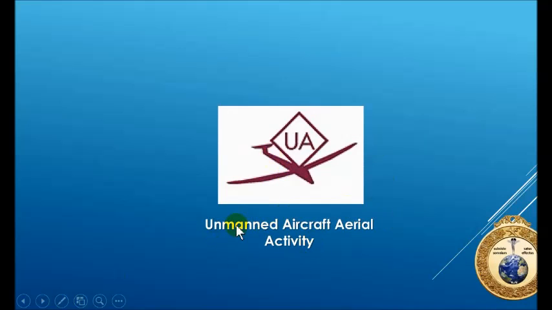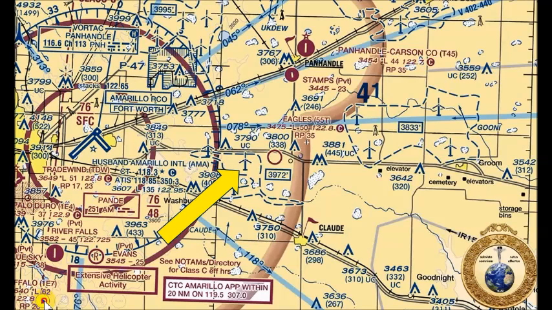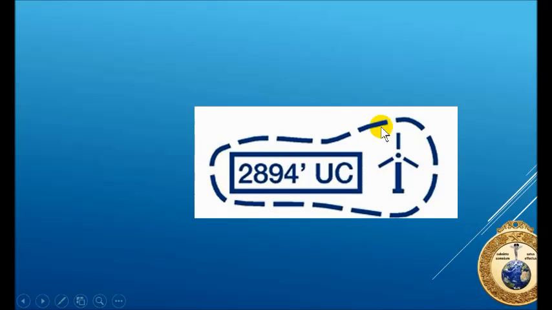You're probably going to be seeing more of these, unmanned aircraft aerial activity, UA, and wind turbines. This is a turbine farm, and this represents the height, mean sea level, of the highest elevation of the top. So I would give myself, at least VFR, a good 500-foot clearance. So I'll probably be at 3,500 feet. I've rounded up to 3,000 and added 500 just to stay clear of all that stuff.